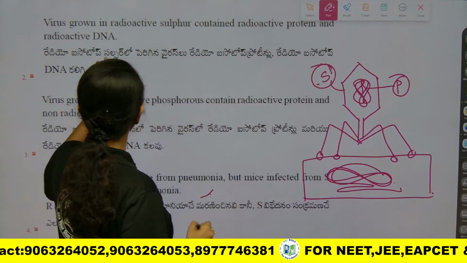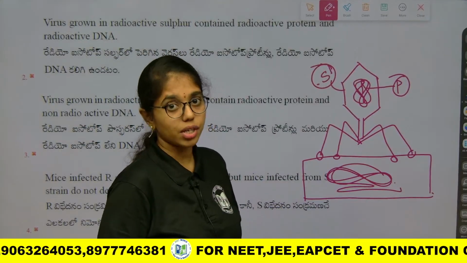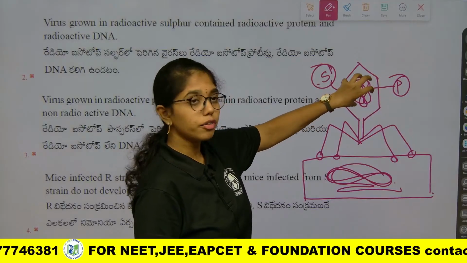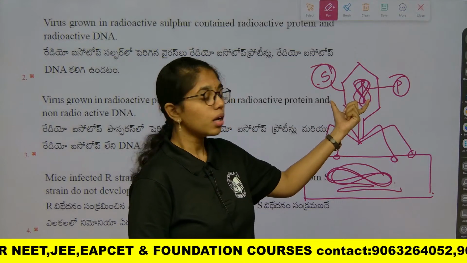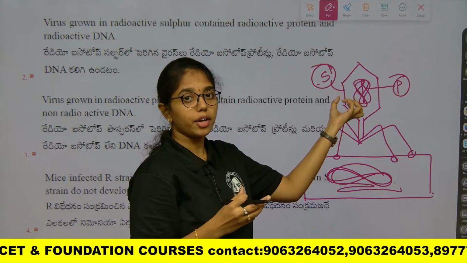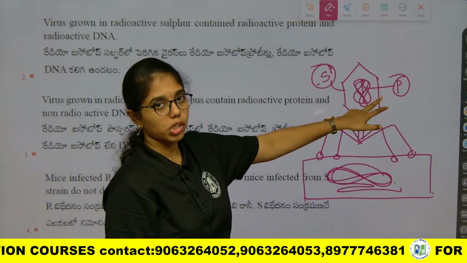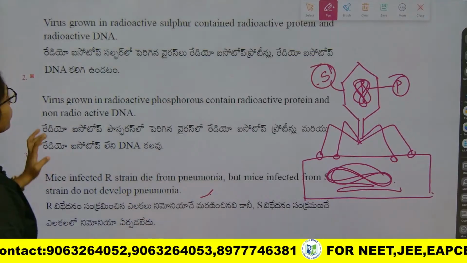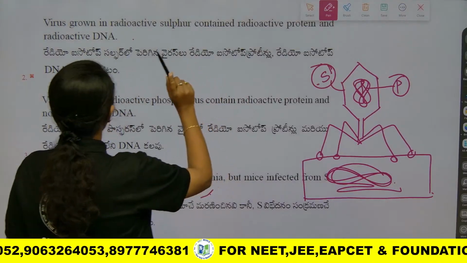Now you look into the statement properly. After infection, blending and centrifugation, you observe that the radioactive phosphorus is not observed in the supernatant, because protein coats are placed above and the thick radioactive phosphorus is below, right? So in the supernatant you do not observe radioactive phosphorus, only radioactive sulfur will be present. So the statement that virus grown in radioactive sulfur contained radioactive protein and radioactive DNA is wrong.